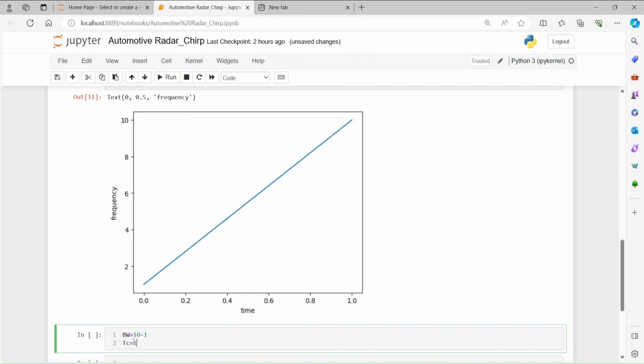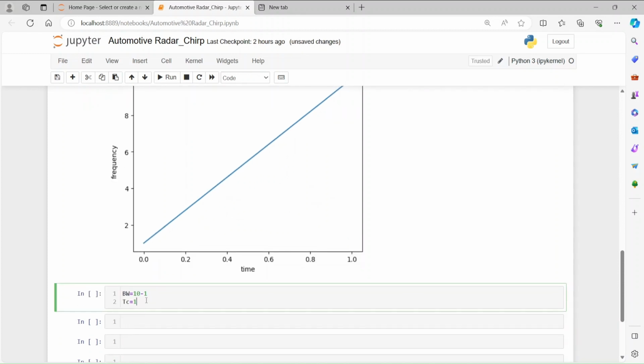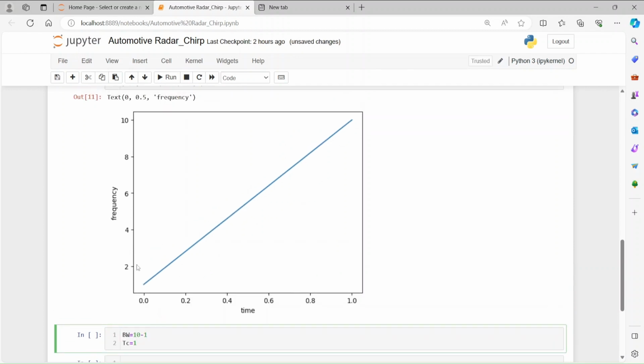Okay, so you can derive two parameters, which are very important for the radar. I will show some of the equations for how they are dependent, but bandwidth and chirp time, you can just see how you can get them from this FT plot.